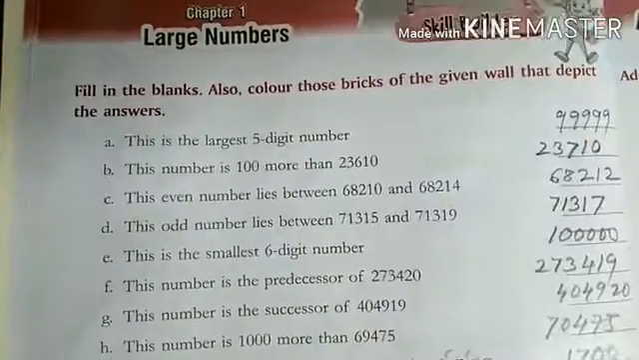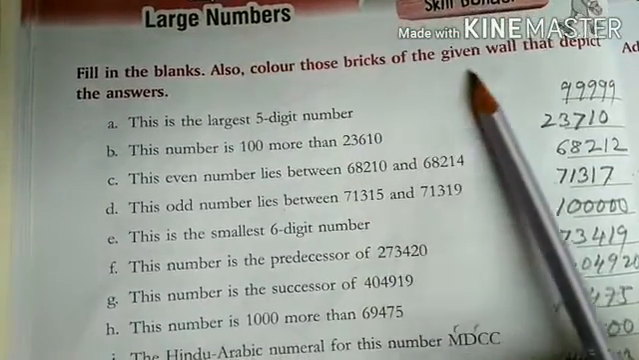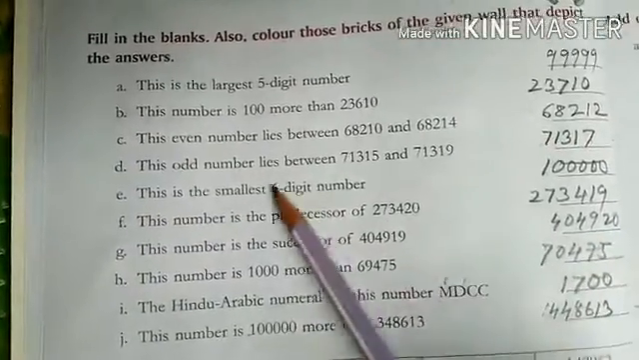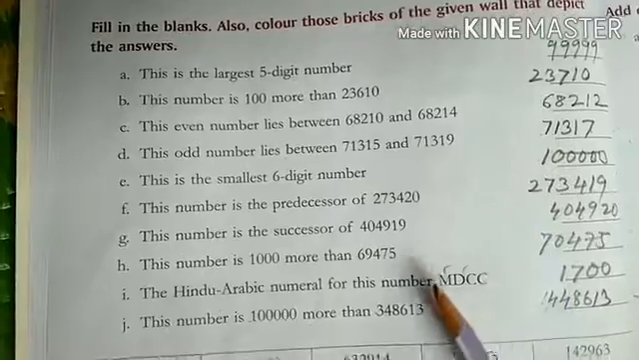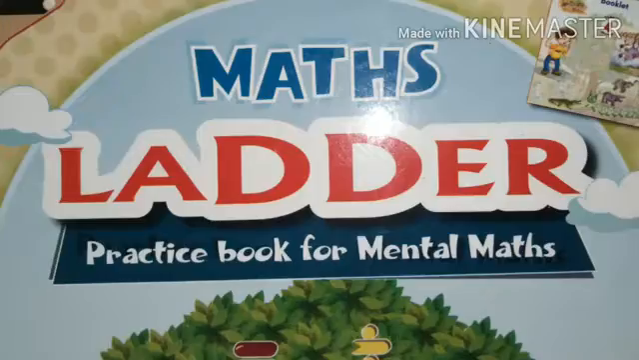This is the last page of chapter 1. You can do it on your own. Here fill in the blanks and color those bricks. You can write it on your own. I have already explained all this in your previous classes. Once again telling you, it's a practice paper, you have to do it on your own. I have just shown you how to do it. Okay, thank you students.